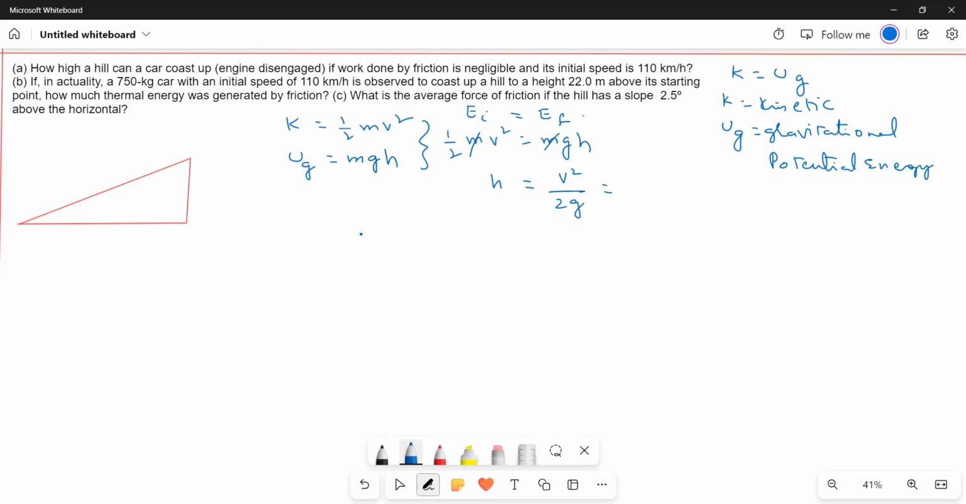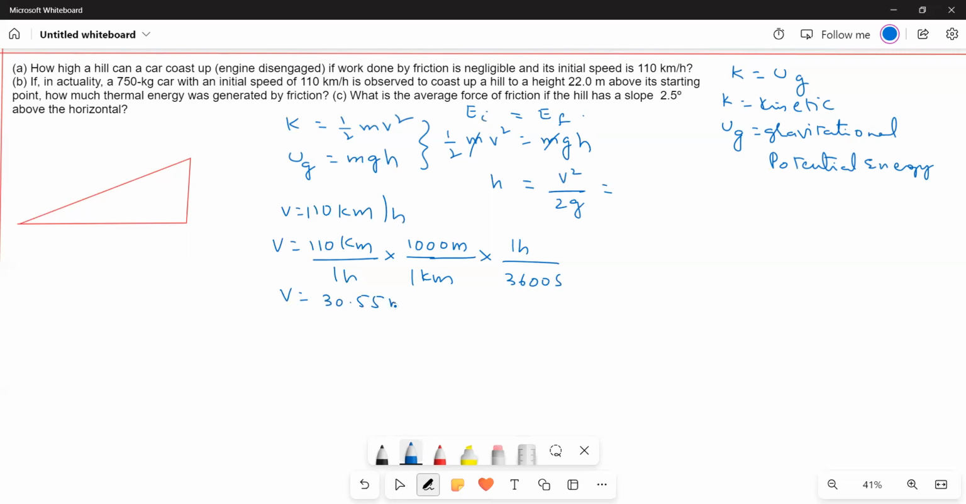V square, V is equal to 110 kilometers per hour. We have to convert it into meters per second. So this is equal to 110 kilometers per 1 hour, into 1 kilometer is 1000 meters, into 1 hour is 3600 seconds. This gives V is equal to 30.55 meters per second. So this value I input here: 30.55 square divided by 2 into g, the value I am taking as 9.8. So this gives h is equal to 47.63 meters.